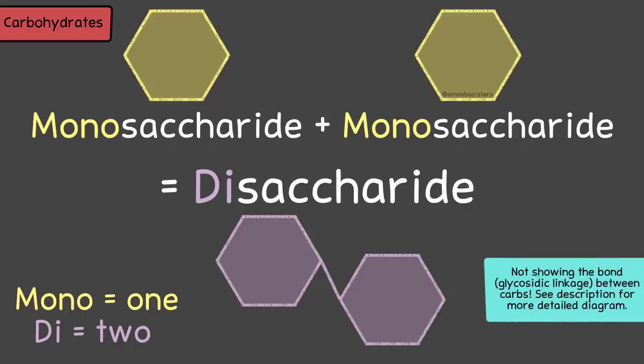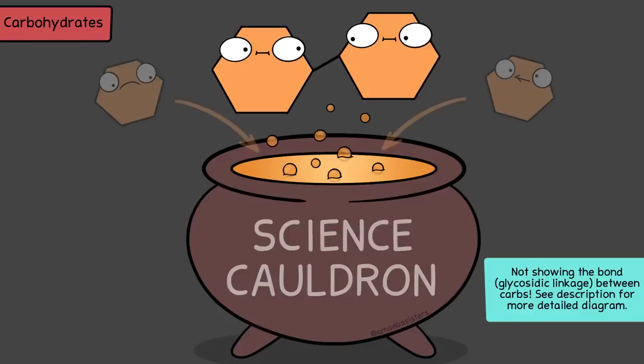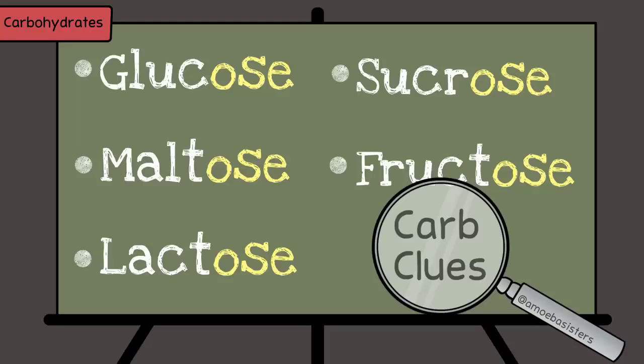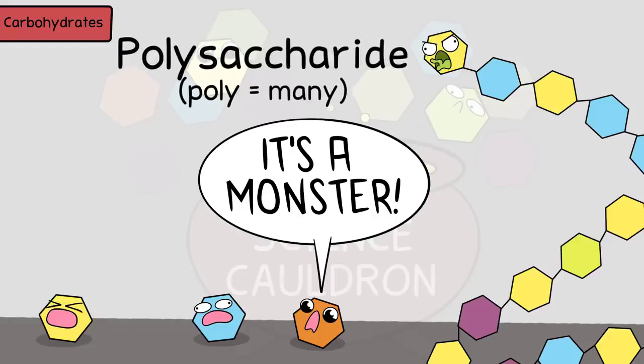If 2 monosaccharides, such as glucose, are combined, you get a disaccharide. For example, put these 2 glucose sugars together and you get the disaccharide maltose. By the way, a lot of sugars have that OSE ending. Glucose, maltose, lactose, sucrose, fructose, I could go on. The ending OSE can be a carbohydrate clue. If you join a lot of monosaccharides together, that can combine to make a polysaccharide, a big carbohydrate.